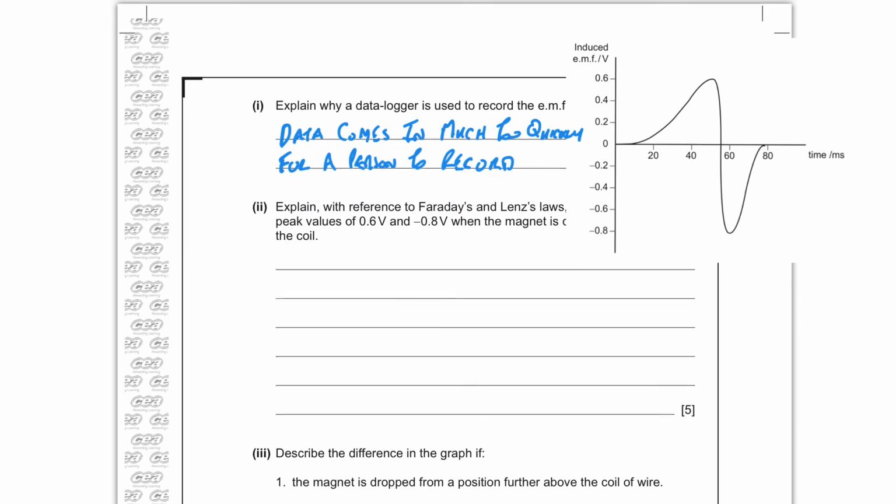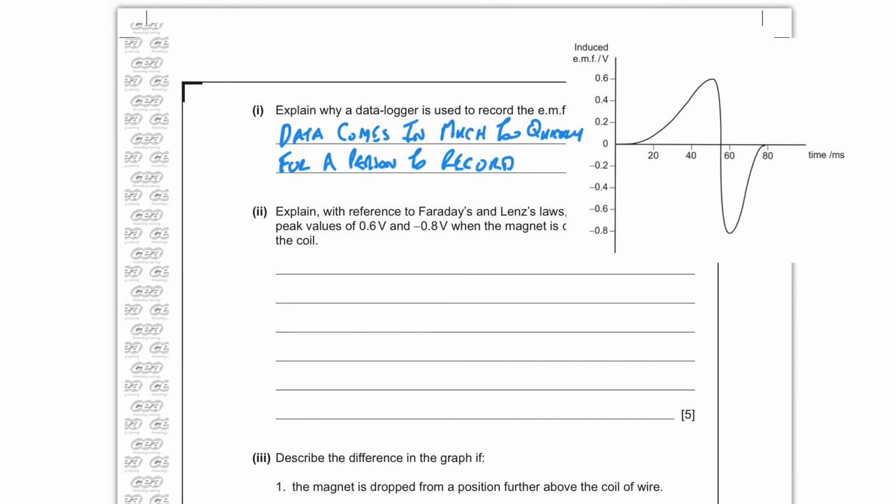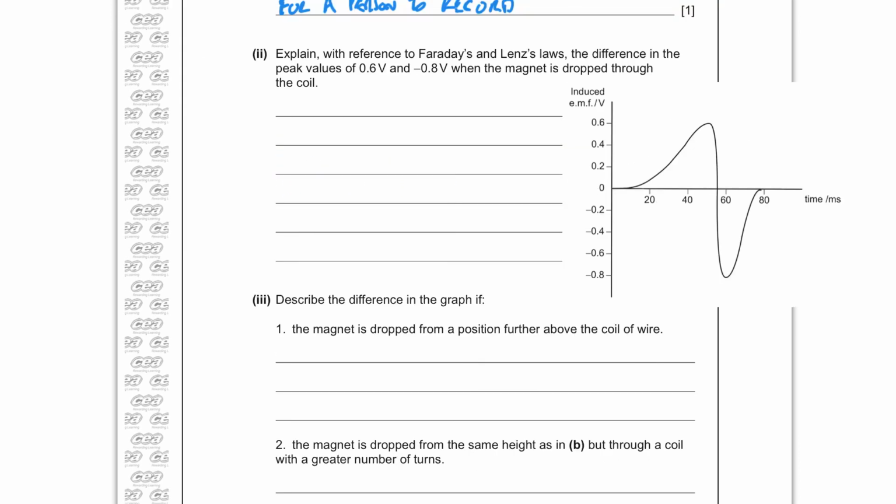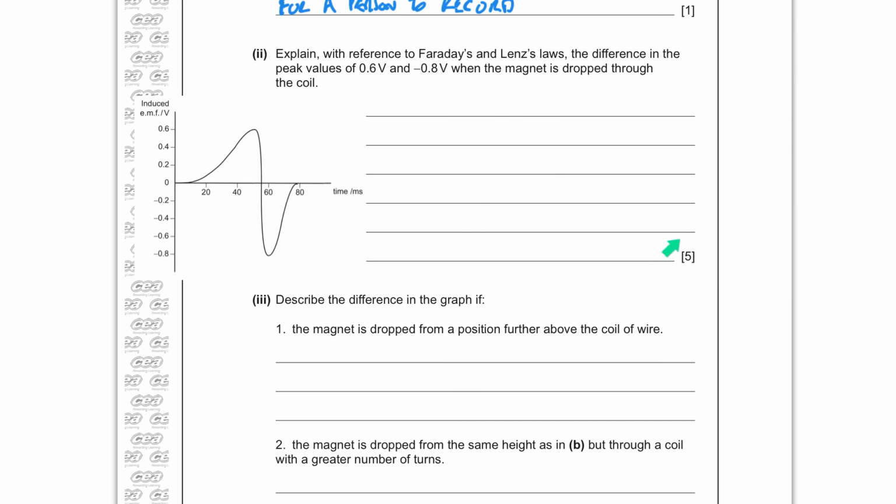Now they want us to explain the shape of this, and we are supposed to refer to both Faraday's law and Lenz's law. Faraday will refer to the height of these peaks because it's all about the magnitude of the EMF. Lenz will be talking more about the directions of them, the positive and negative values. It's worth noting that there are 5 marks here, so taking your time about this is important.